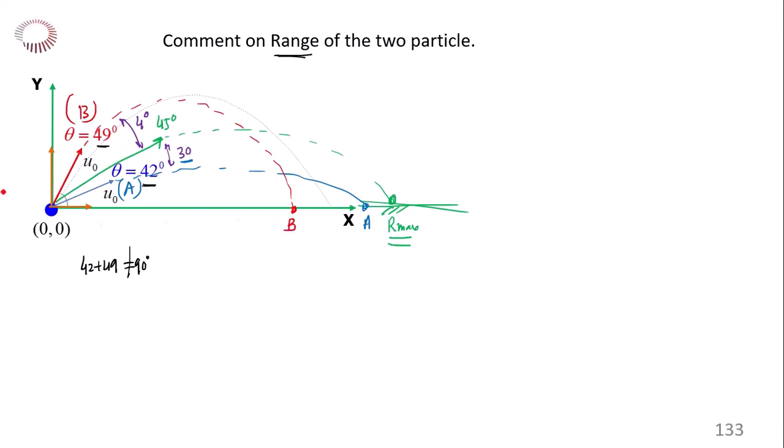So by this method, you have to check whether the particles will land at the same point or whether there is any difference between these two. The higher the difference, the farther away from the R max point; the lower the difference, the closer to the R max point. If both differences are the same, then they will land at the same point. That means they are going to be complementary to each other.